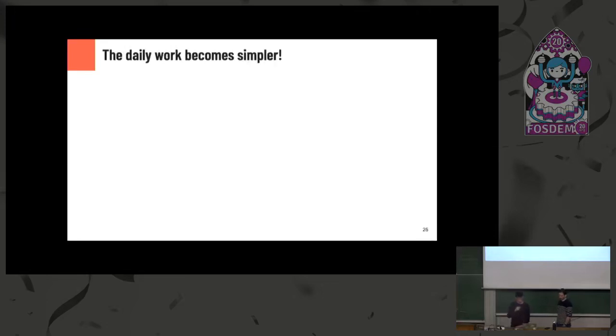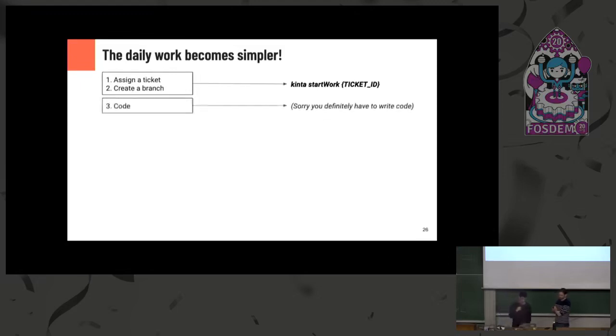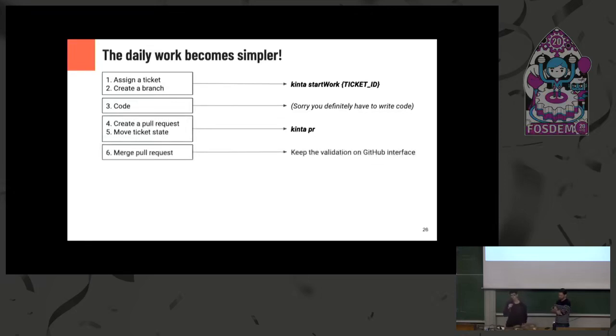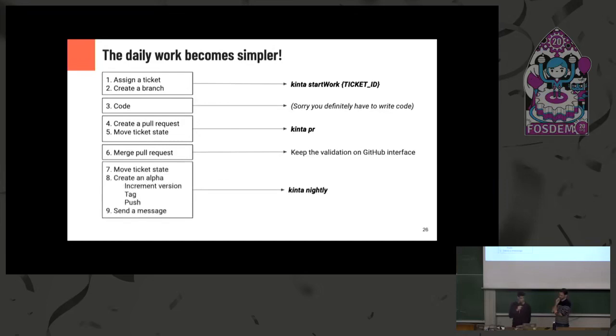And so let's go back to the daily work of a developer. Assign a ticket, create a branch: we start with Kinta start work, with a ticket ID, for example. Code: you just have to write code. Create a pull request, move a ticket state, for example, we merge it in Kinta pair. Then we decided to keep the merge action in the GitHub interface because of several checks. And for the alpha version: increment the version in our Android app, tag, push, send a message to everyone, only a Kinta nightly command, it's okay.